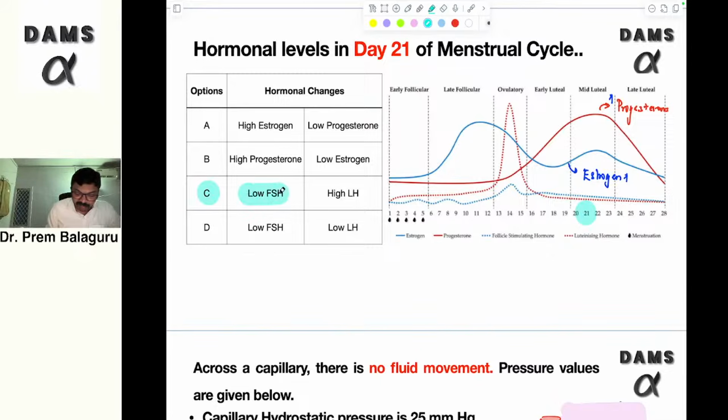It's going to be low FSH, option D here. It is going to be low FSH as well as low LH. That's going to be the right answer for question number 2, hormonal levels on day 21 of the menstrual cycle. I hope the second question is also pretty simple and straight.